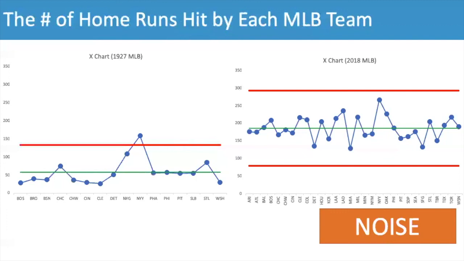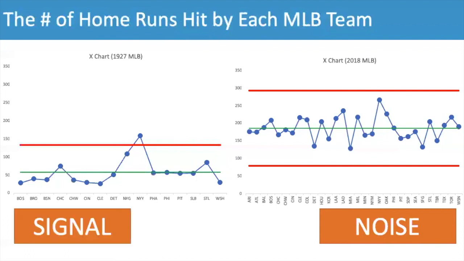I think it's interesting to see how the game has changed. The New York Yankees would have been a below average home run team in 2018. But here we have a signal. In 2018, we had some teams that were good. In 1927, we had a team that was historically uniquely good or outstanding. Maybe a Hall of Fame team and a Hall of Fame season.